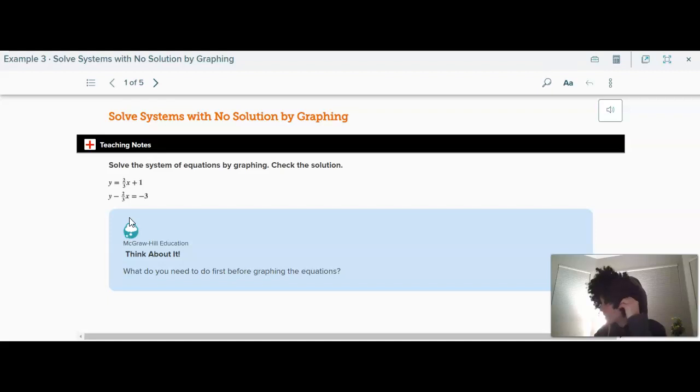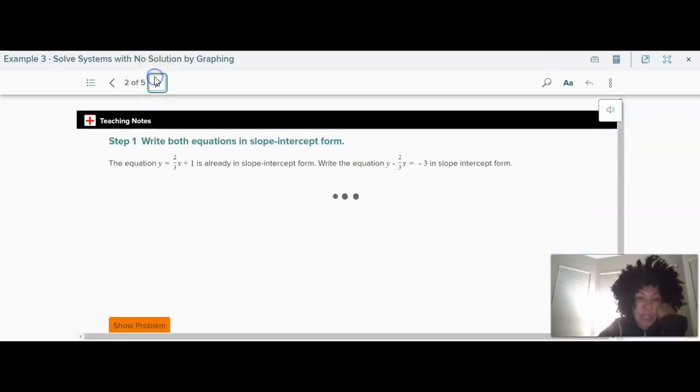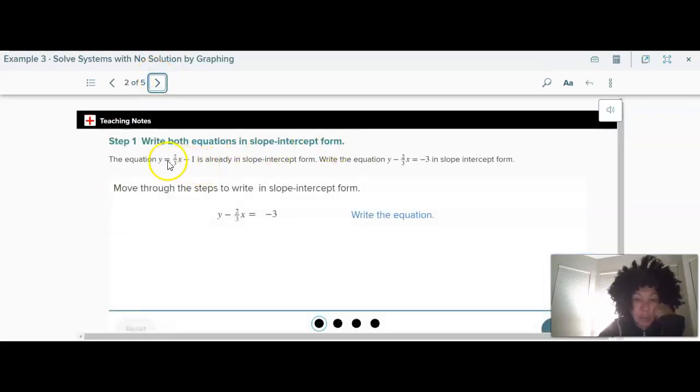We're technically not getting into this yet, but we'll start with writing both of these in slope-intercept form. Notice that this one is already in slope-intercept form, but this one is not. To get it in slope-intercept form, we need y by itself, so we'll add 2/3 x to both sides. Again, we practiced this in class already.